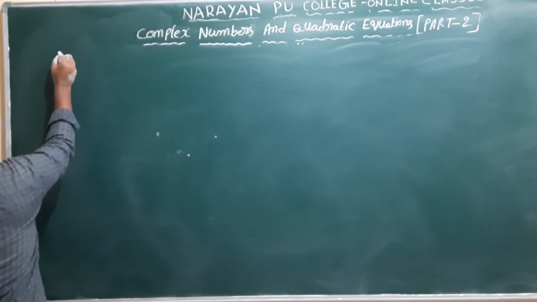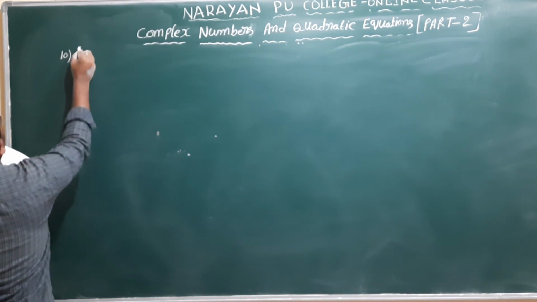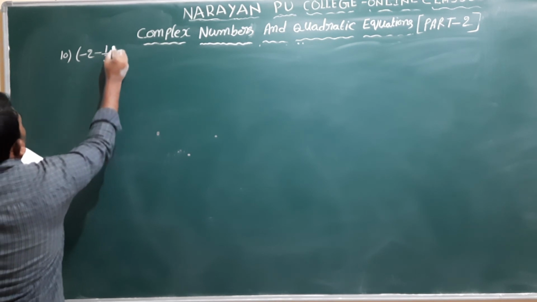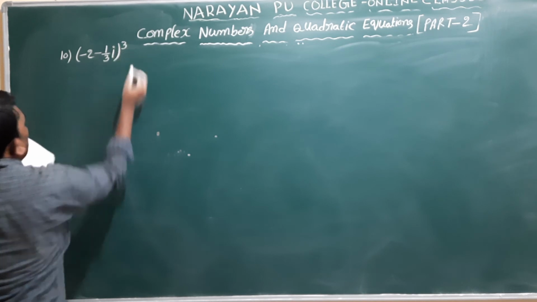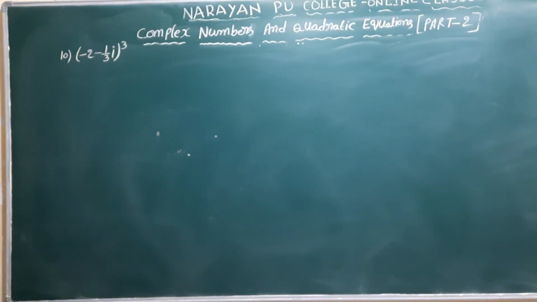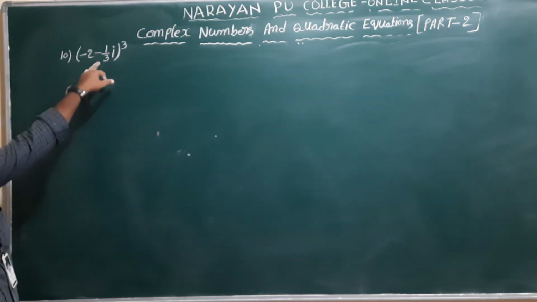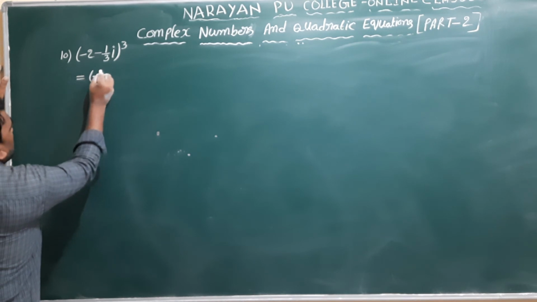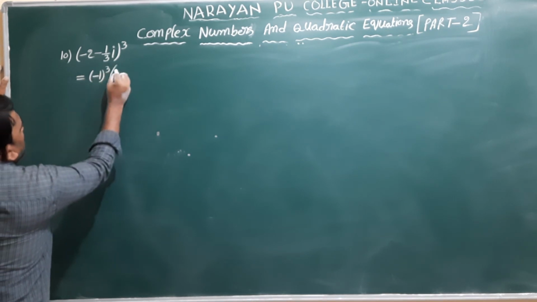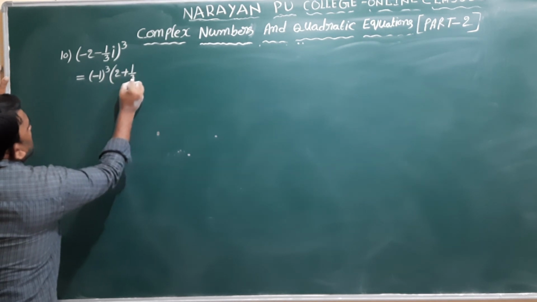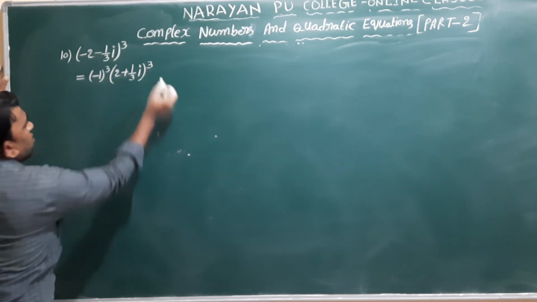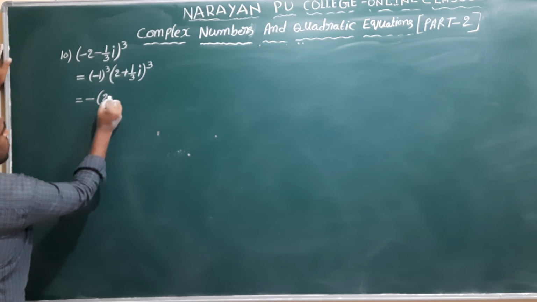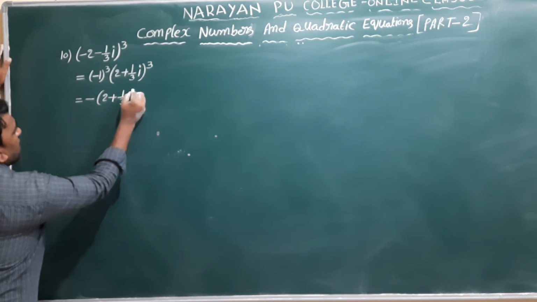Next problem: minus 2 minus 1 by 3 into i whole cube. Now for easy calculation, I will take minus common. So power 3 is there, minus 1 whole cube, 2 plus 1 by 3 into i whole cube. So minus 1 whole cube is minus only, 2 plus 1 by 3 into i whole cube.